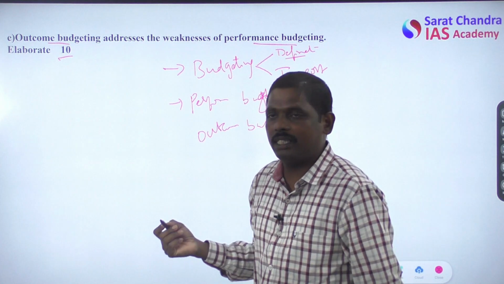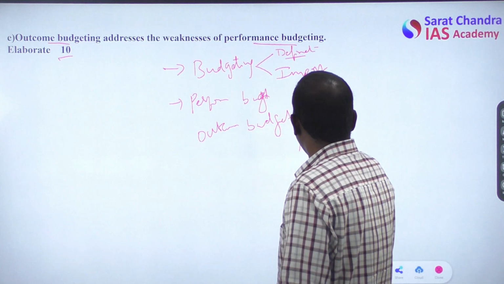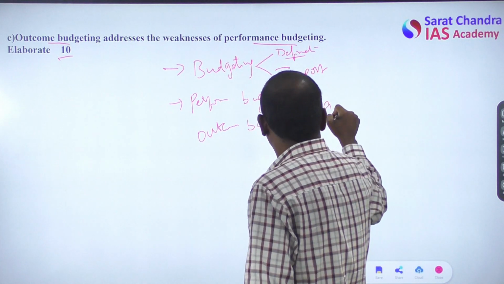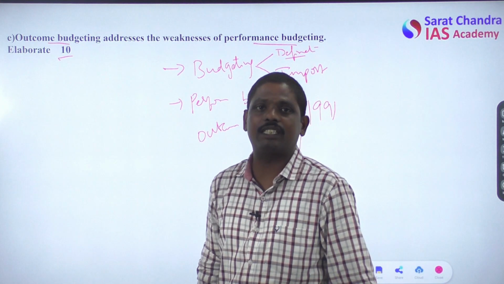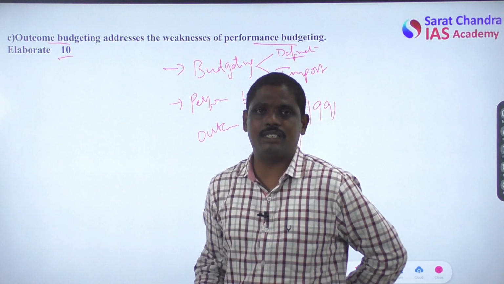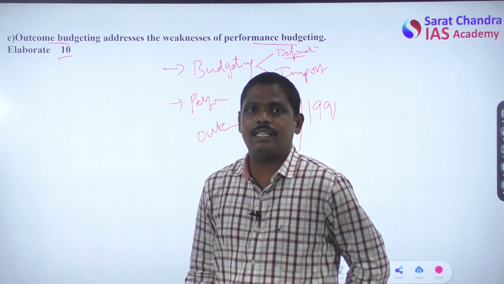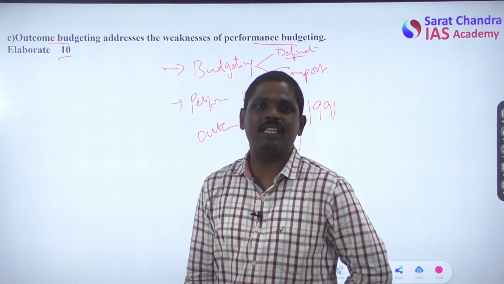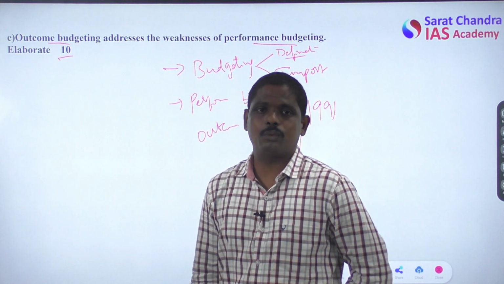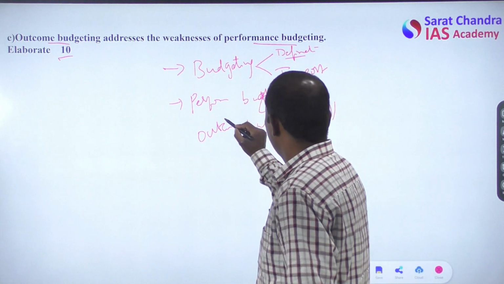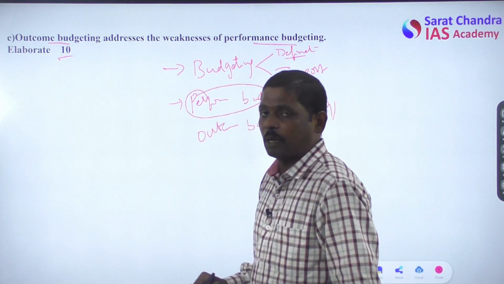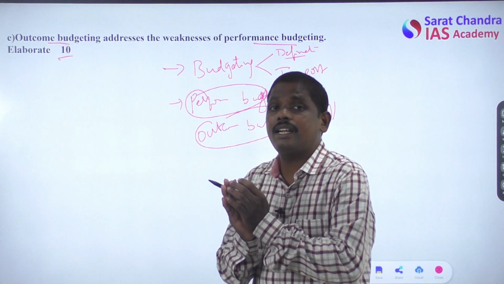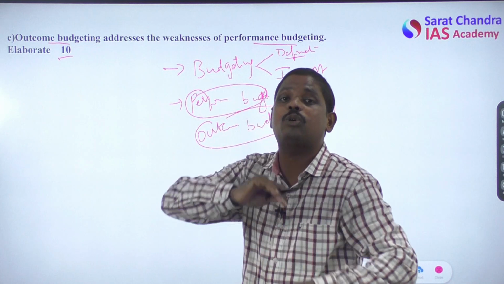So outcome budget is a new form of budgeting that emerged again in America after 1991. Outcome budget, target oriented budget, result oriented budget. So when we see these words, we can simply remember the New Public Management, which gave more importance to outcomes and results. Right? So now define what is performance budgeting, what is outcome budgeting, and in what way outcome budgeting is an improvement over performance budgeting.